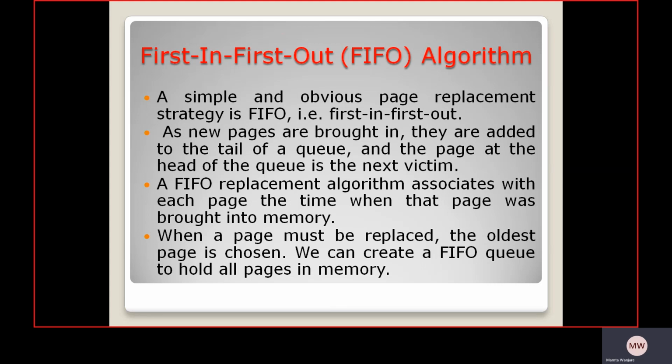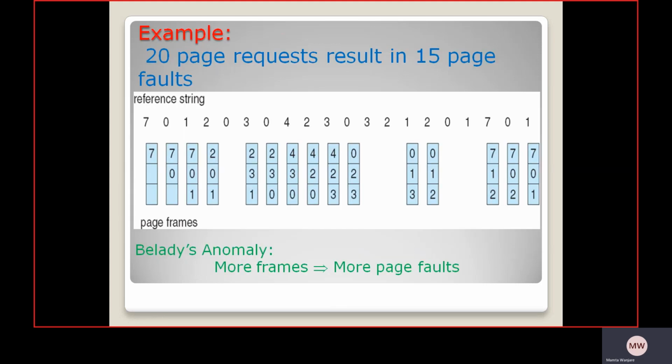FIFO is a simple and obvious page replacement strategy, that is, first in first out. As new pages are brought in, they are added to the tail of the queue, and the page at the head of the queue is the next victim. It is a page replacement algorithm that associates with each page the time when that page was brought into memory. When a page must be replaced, the oldest page is chosen. We can create a FIFO queue to hold all pages in memory.